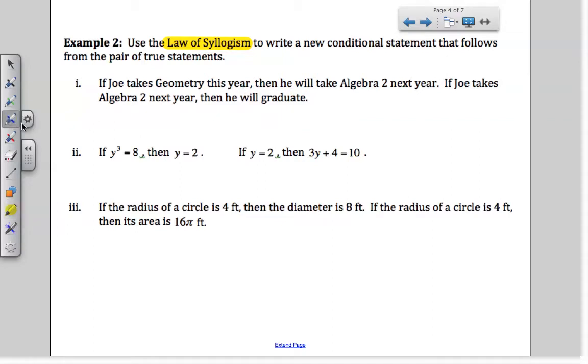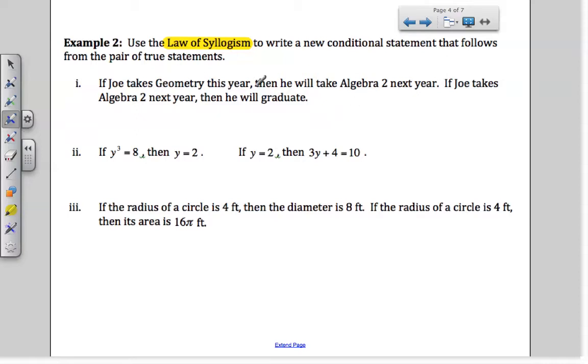So first example, if Joe takes geometry this year, then he will take Algebra 2 next year. If Joe takes Algebra 2 next year, then he will graduate. What I'm noticing, did you hear something that was repeated? Conclusion of the first one, hypothesis of the second one.